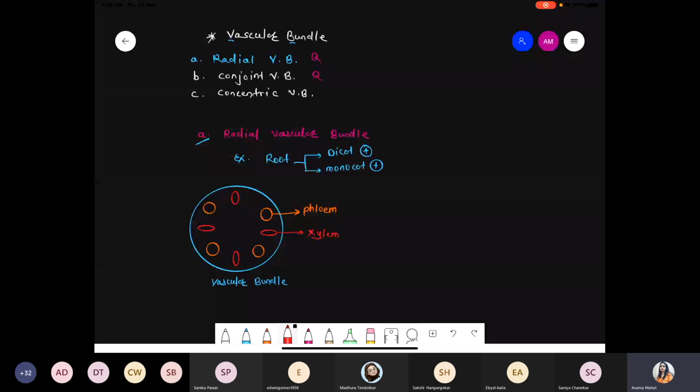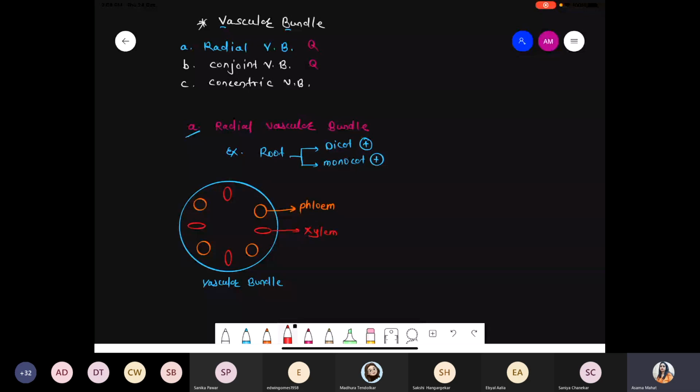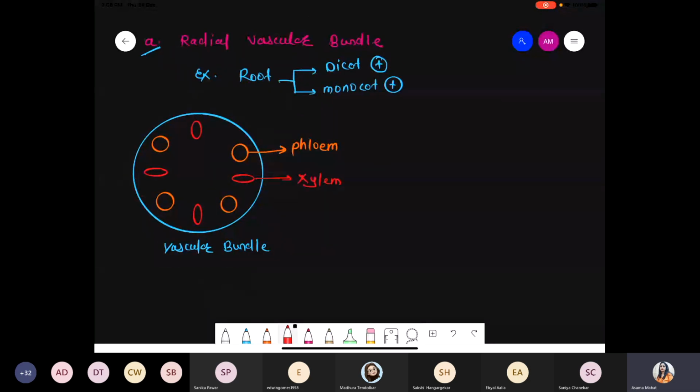So, first point, we are talking about radial vascular bundle. It is present in dicot root as well as monocot root. In dicot and monocot, the vascular bundle is an arrangement of xylem and phloem. Clearly, xylem and phloem are present separately, but also alternate with each other. One phloem, then xylem, again phloem, xylem, phloem, xylem, phloem, xylem.